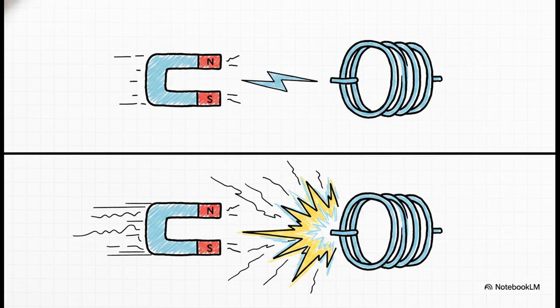He shows us that the magnitude of the induced EMF is directly proportional to the rate of change of the flux linkages. Put simply, the faster you move that magnet, meaning the faster you change that magnetic field, the bigger the electrical push you generate.